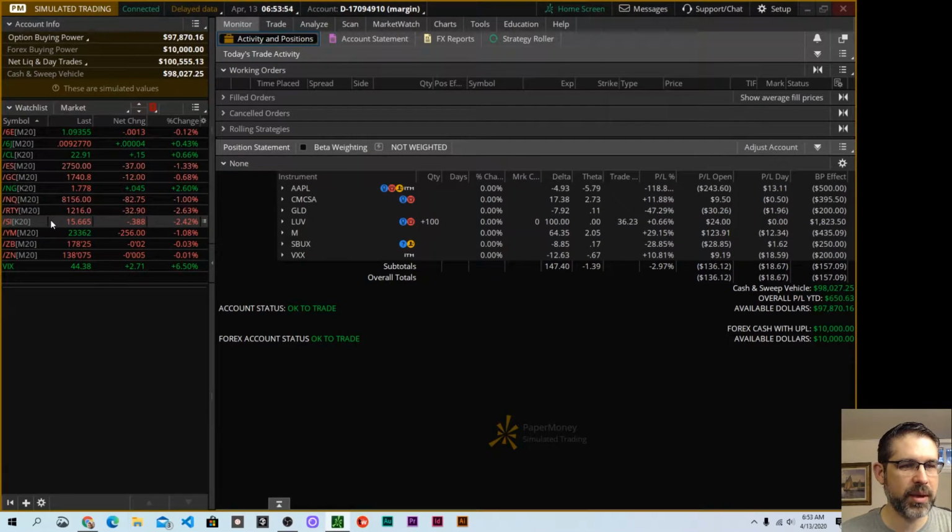Silver's down quite a bit. Nasdaq's down. Usually these two are pretty close together, your S&Ps and your Nasdaq. So it's looking like it's starting to be a down day for the market in general. So that's sort of looking at what the week ahead is.